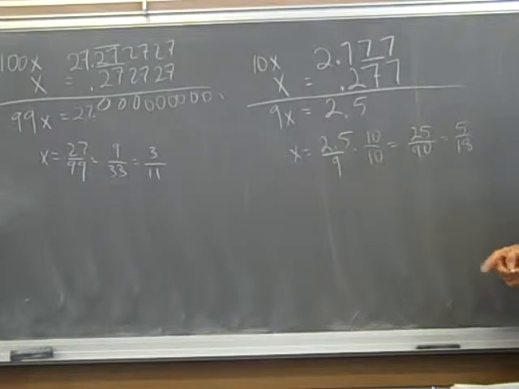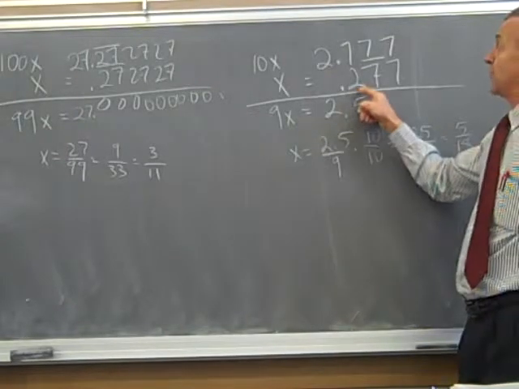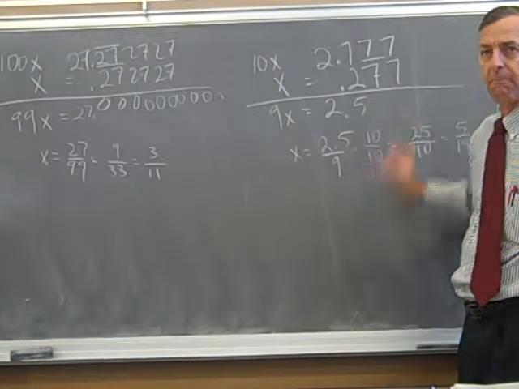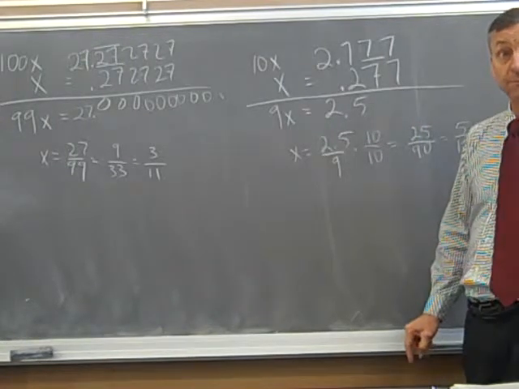Is that reduced as far as it'll go? Yes. Let's check it. Take 5 divided by 18 and see what you get on your calculator. It better be 0.27777 forever, right? Everybody see how to do it?